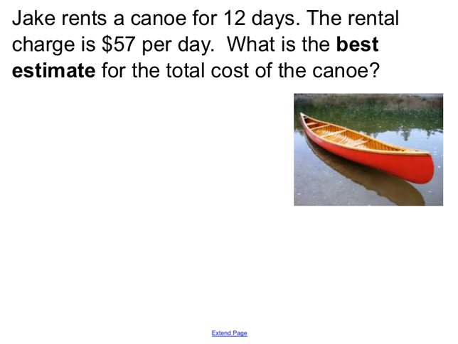Jake rents a canoe for 12 days. The rental charge is $57 per day. What is the best estimate for the total cost of the canoe? So there is a canoe. For some of that, I put a picture so that you could see what one looks like. Okay. A rental charge is a charge to rent the canoe. For every single day, per day means each day, Jake will have to pay $57. Okay, so please copy and solve in your math notebook.